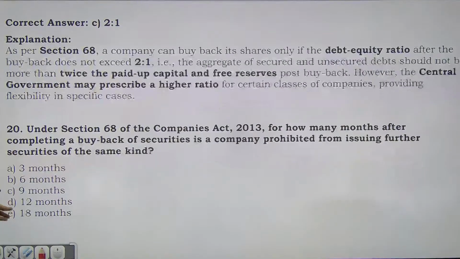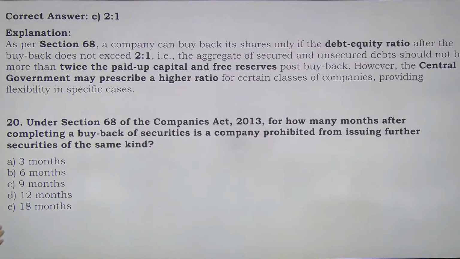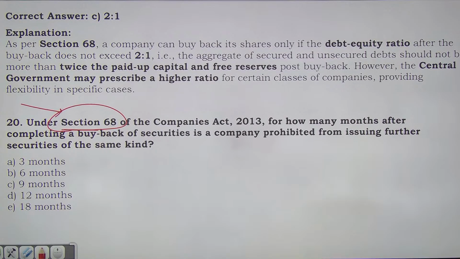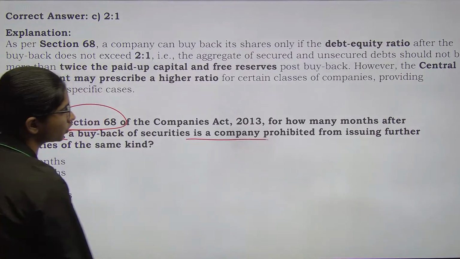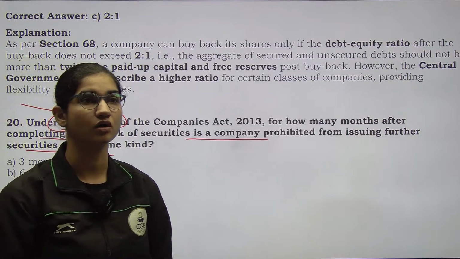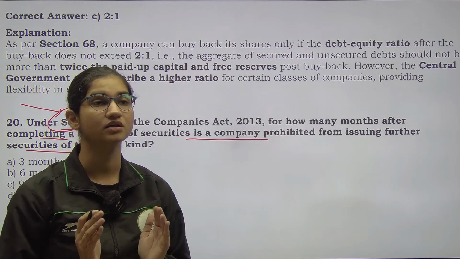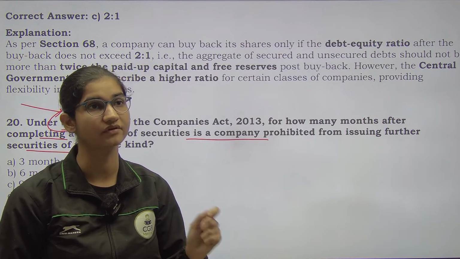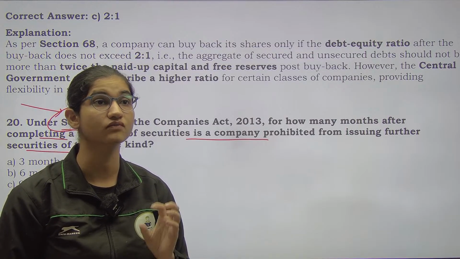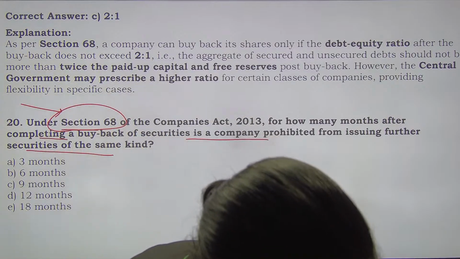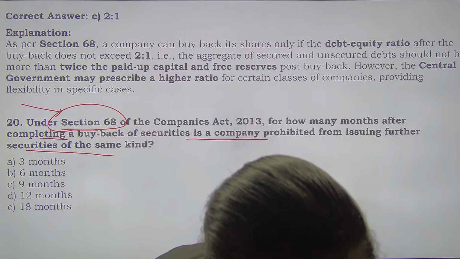Now we are moving forward to the next question. Next question is asking you that in the scenario of buyback only, section number 68, for how many months after completing a buyback of securities is a company prohibited from issuing the further securities of same kind? So there was a company who has bought back a certain kind of securities, and that particular company cannot issue the same kind of securities for certain period of time after the buyback. So this question is trying to ask you, okay, what is that certain period of time? Okay, so please let me know in the chat section what will be the answer of this question.